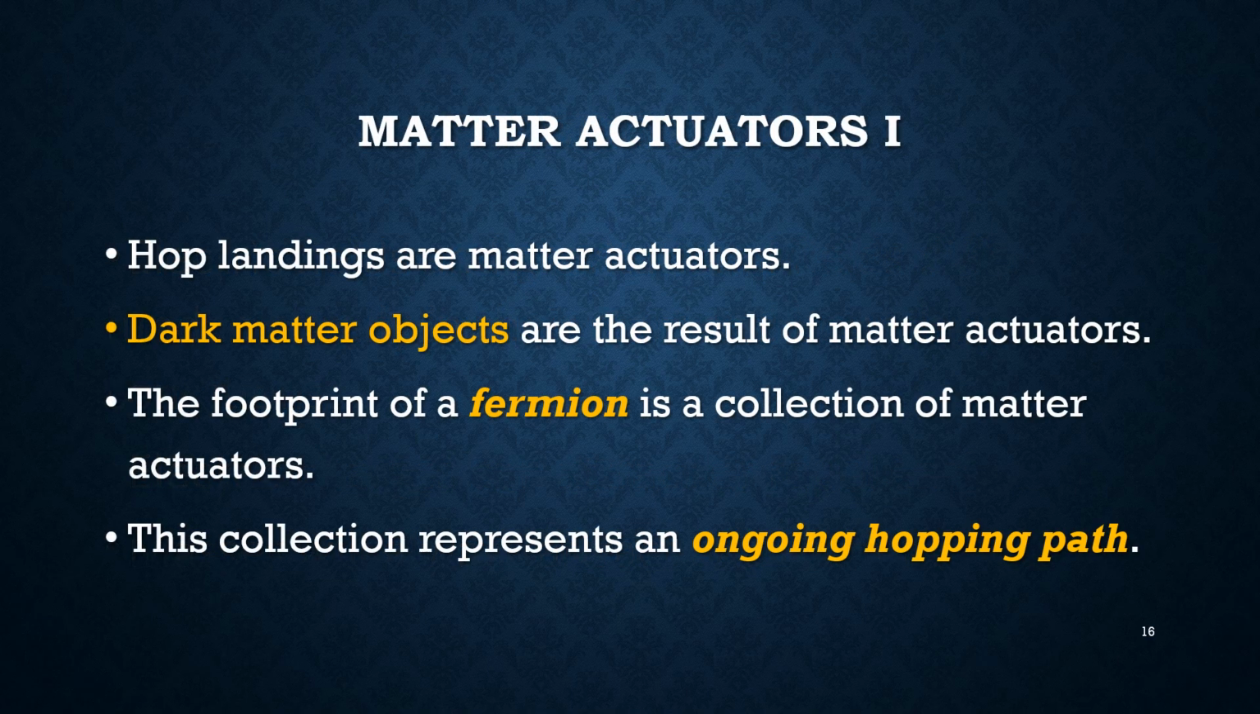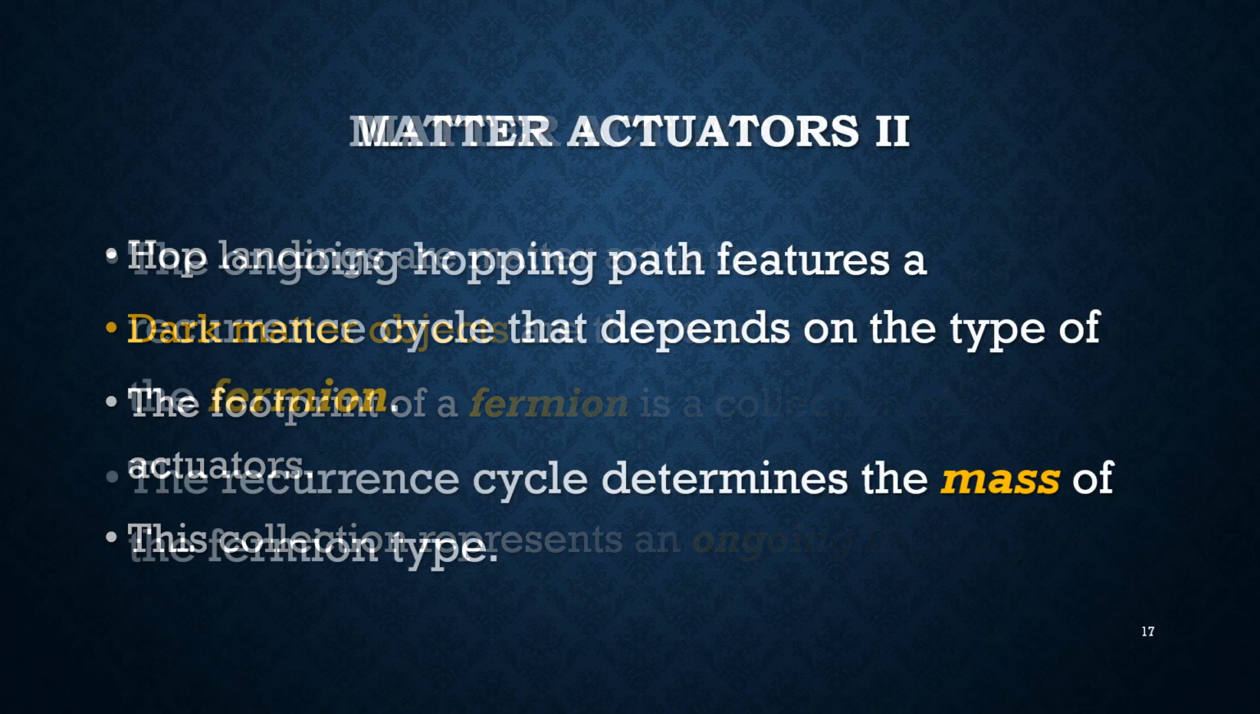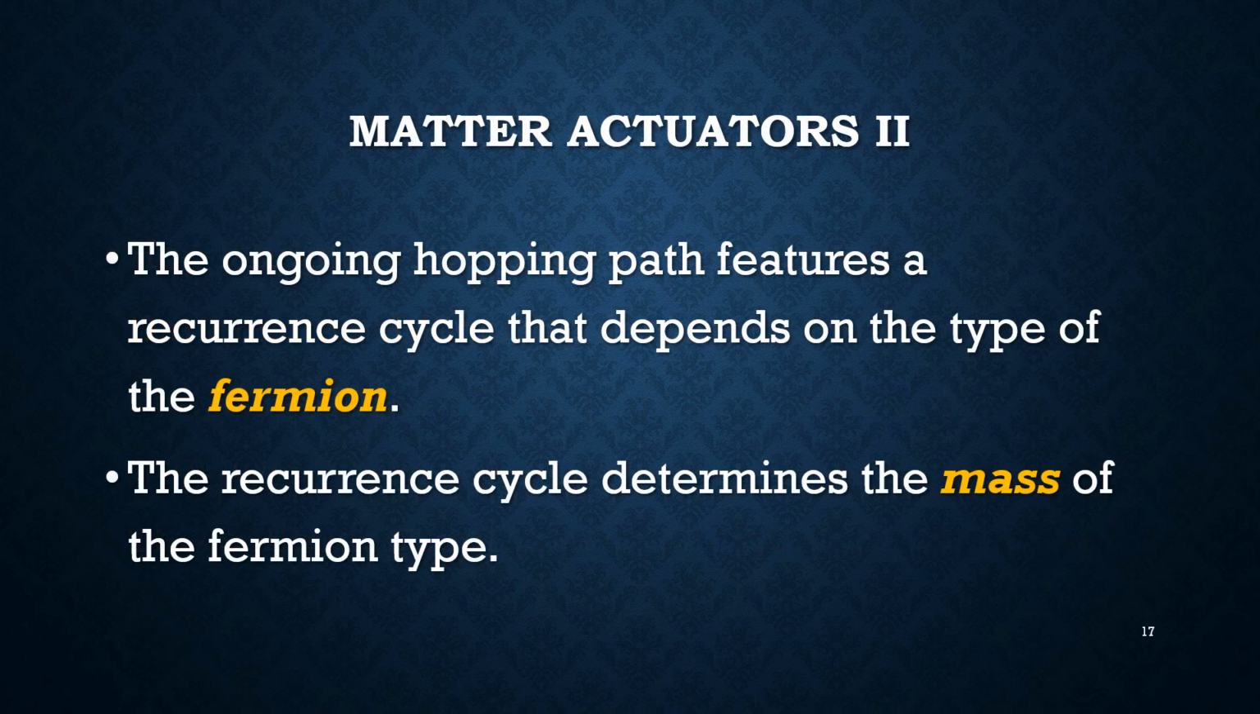Hop landings are matter actuators. Dark matter objects are the result of matter actuators. The footprint of a fermion is a collection of matter actuators. This collection represents an ongoing hopping path. The ongoing hopping path features a recurrence cycle that depends on the type of the fermion. The recurrence cycle determines the mass of the fermion type.